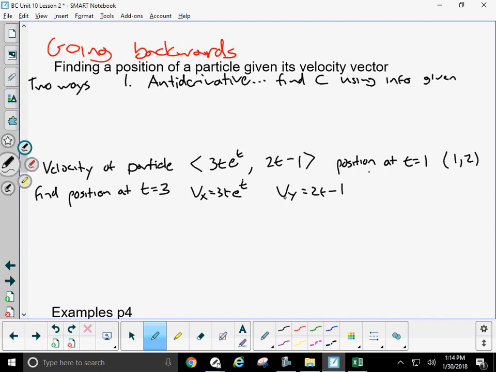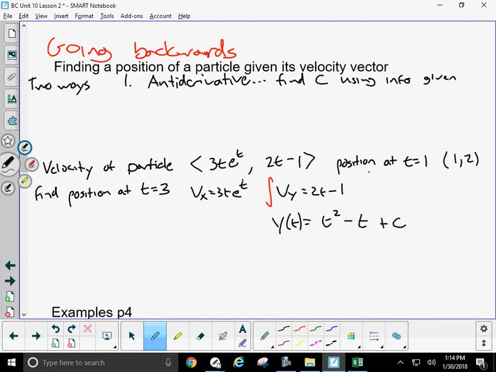Let's go to the v sub y. I can take the antiderivative of the v sub y, and that will give me an x, or not an x, a y of t expression, right? A y position of my particle. And the antiderivative of 2t is t squared. The antiderivative of 1 is t. Don't forget a plus c.